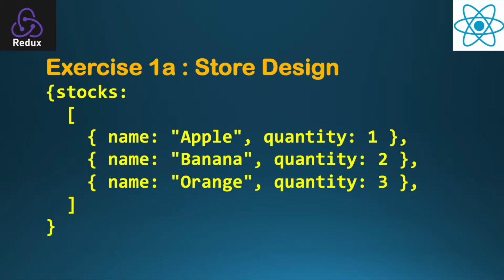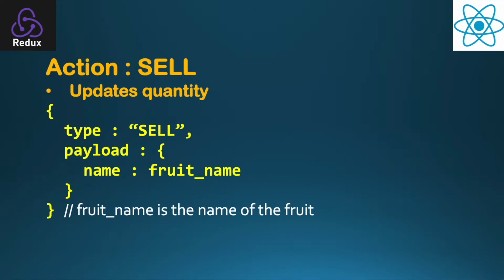Next, let's look at a few exercises as to how to do it. So we have this store stocks, which is an array, and it has name and quantity. So the name of fruits, so this is the stocks of fruits. We have the name and the quantity of it. Now we want to define an action called sell, which updates the quantity. So the type is sell and the payload will be the name of the fruit. So which fruit are we selling? So how do we define this using the approach?